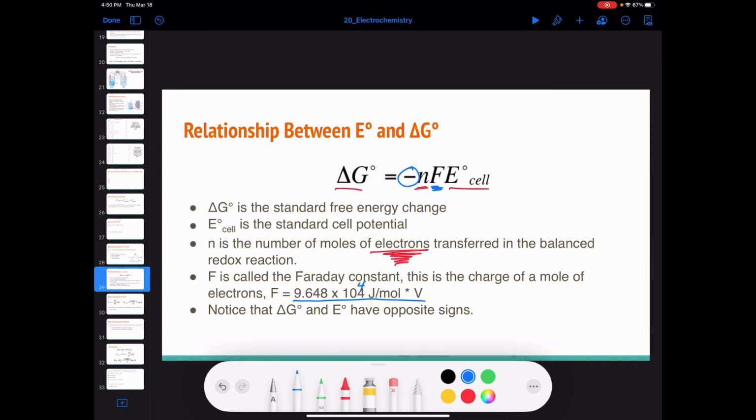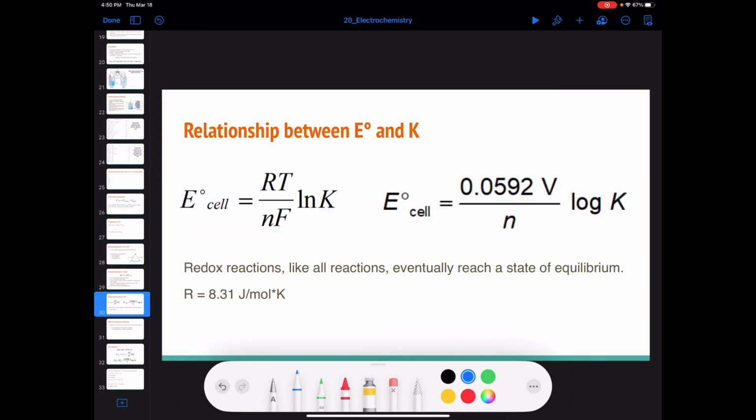Okay, now we also could go between our K value and our E naught value, right? So K, we already know what that is. We know how to calculate it. Here again, we've got our Faraday constant, number of moles, our temperature in Kelvin, and our R value, which is 8.3145 joule per mole Kelvin. Okay, so those all factor in.